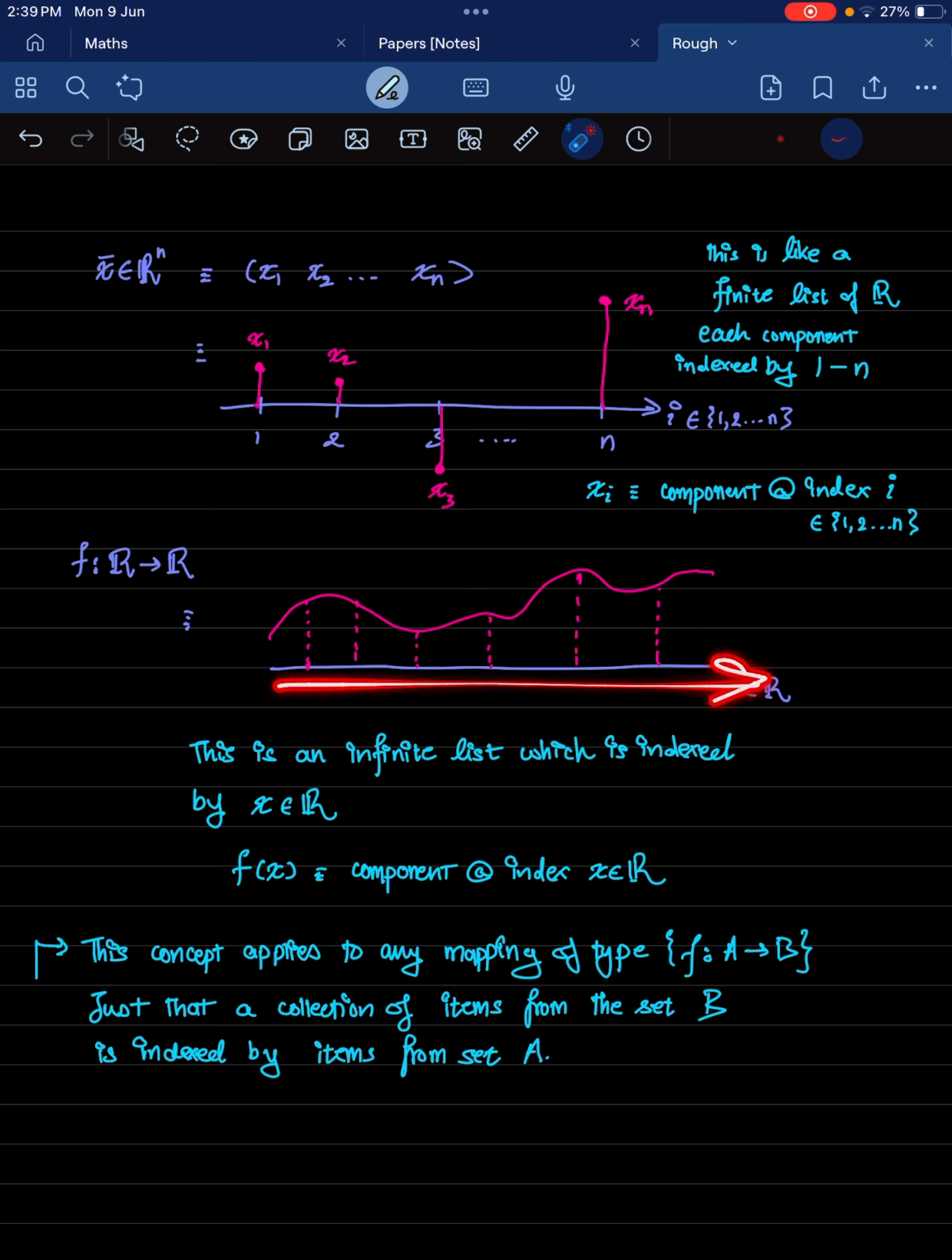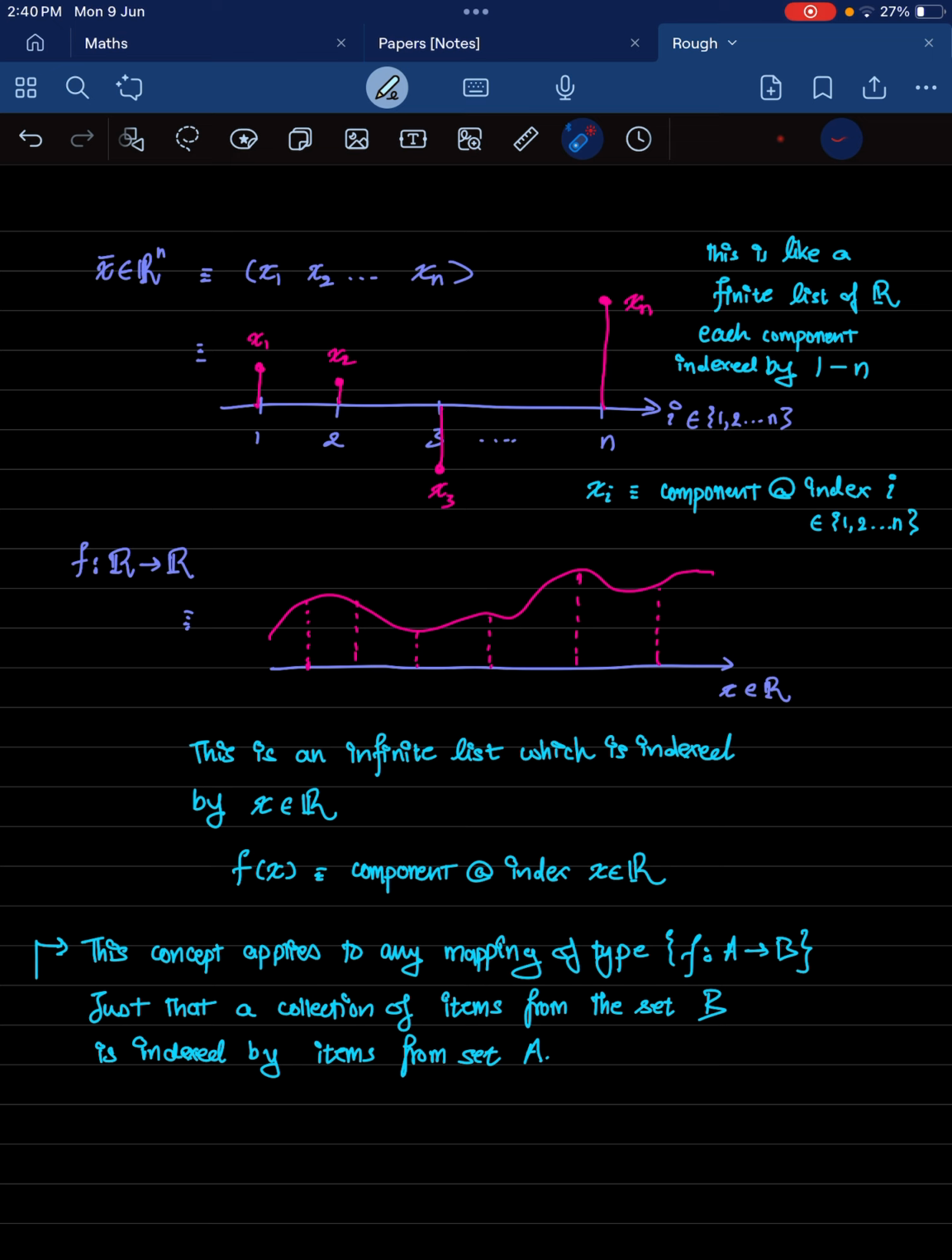It can take a value at any real number, and obviously it will spit out another real number as the corresponding output at a particular point. So that's what this is all about. Similarly, even Rn is like a function, except it takes values at certain discrete points. If I want to compare these two, this is basically a finite list of real numbers, except each component is indexed by some natural number between 1 to n.